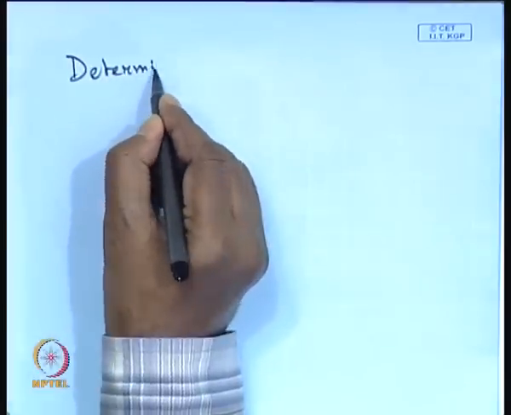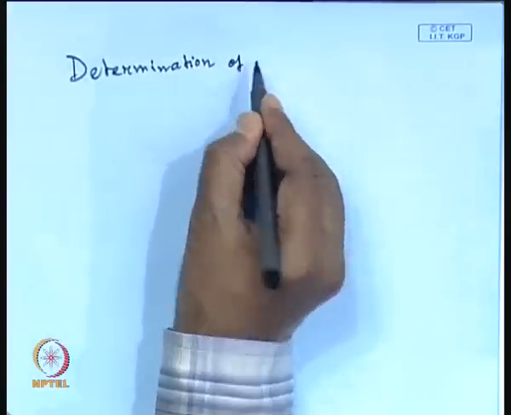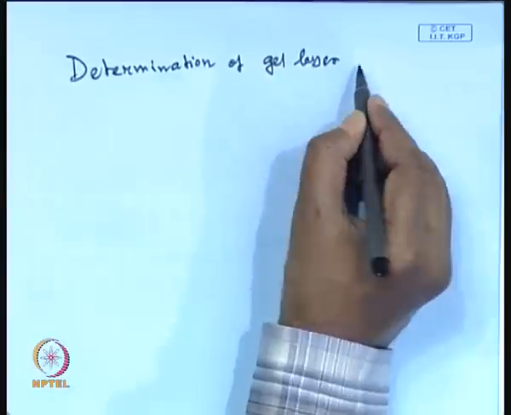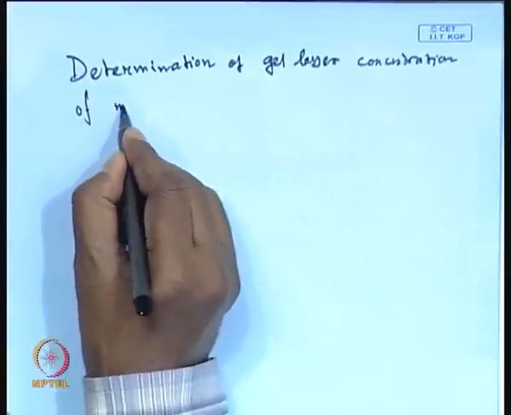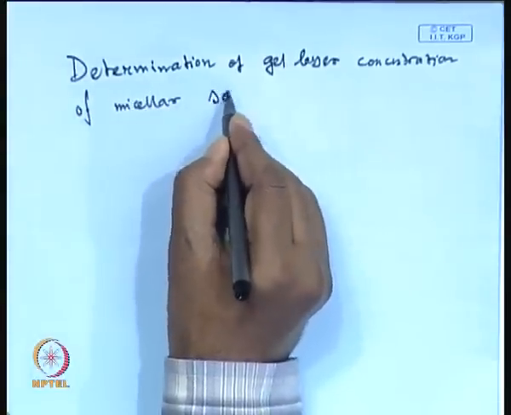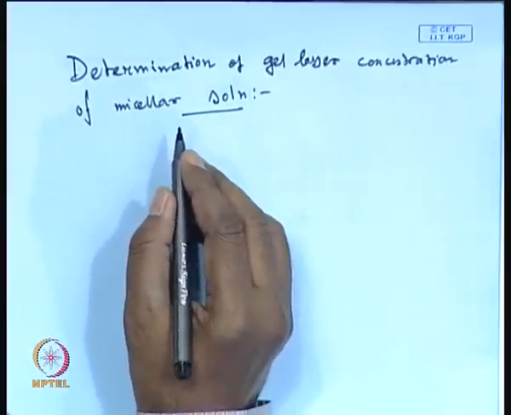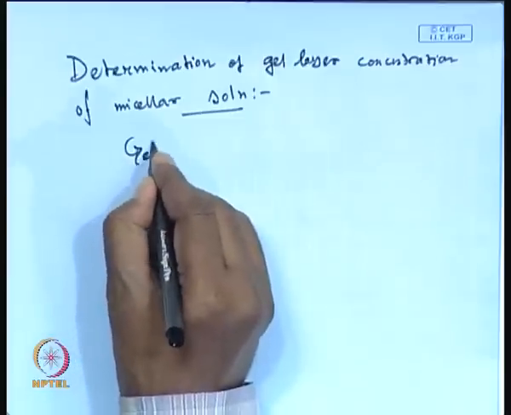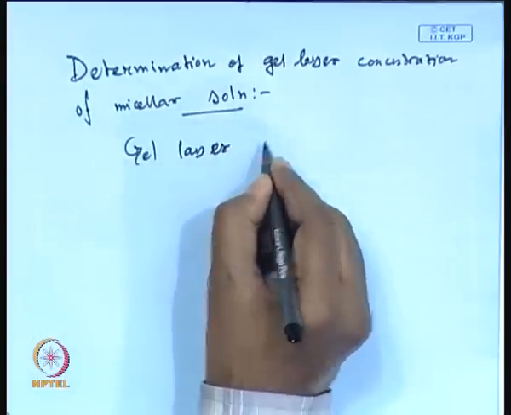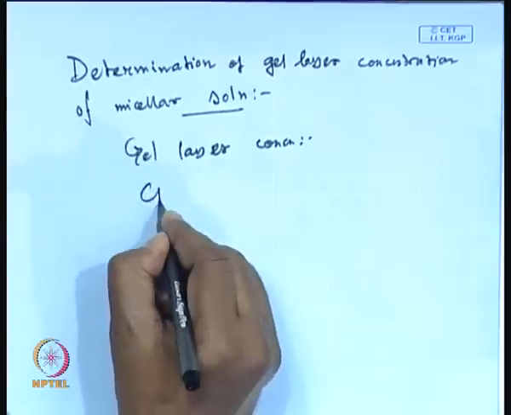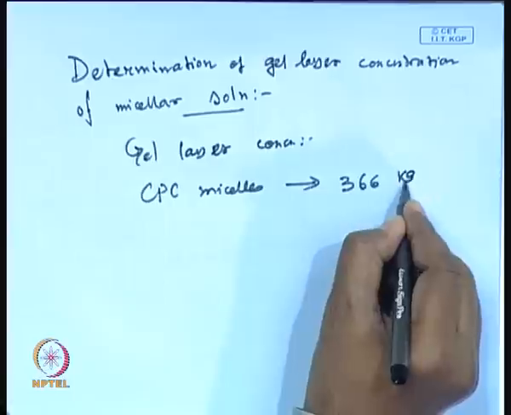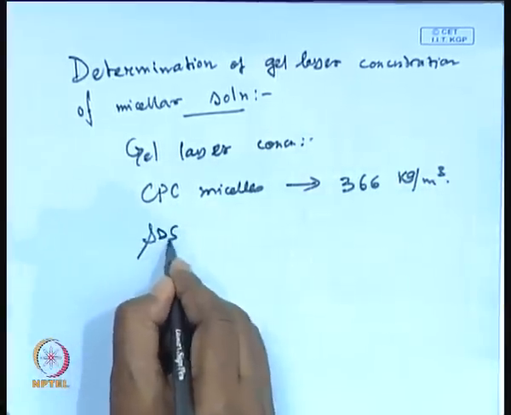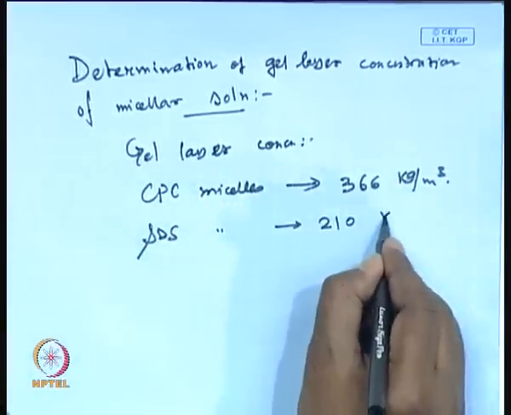Now, determination of the gel layer concentration of micellar solution is quite important. Okay. The typical value of gel layer concentration for CPC micelles is around 366 kg per meter cube. On the other hand, for SDS micelles, it is 210 kg per meter cube.